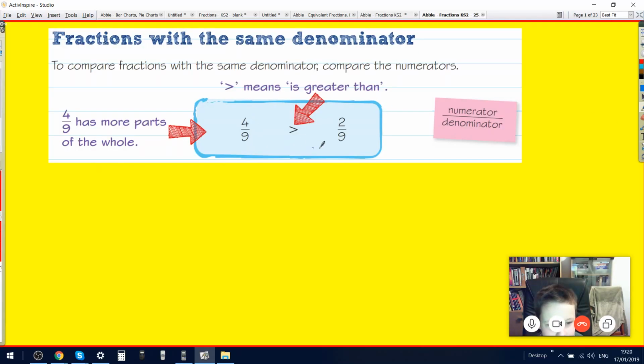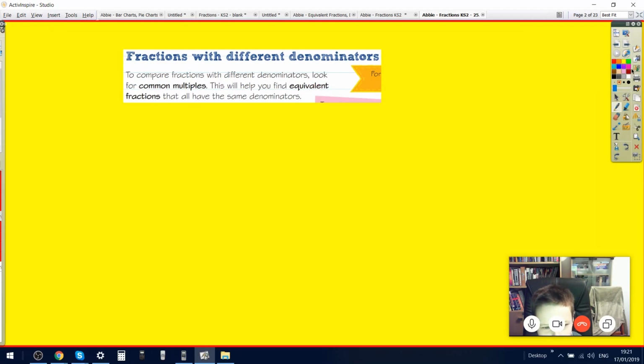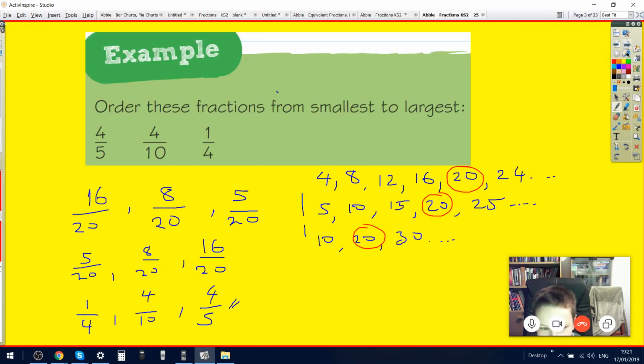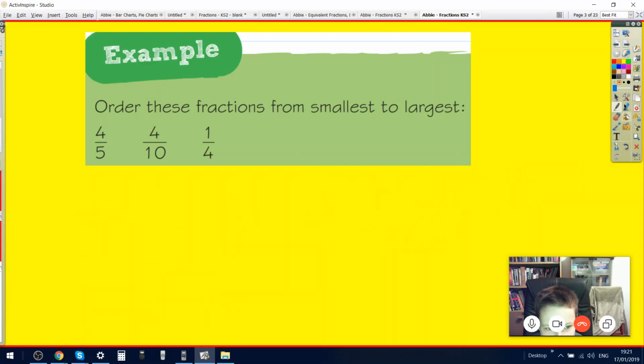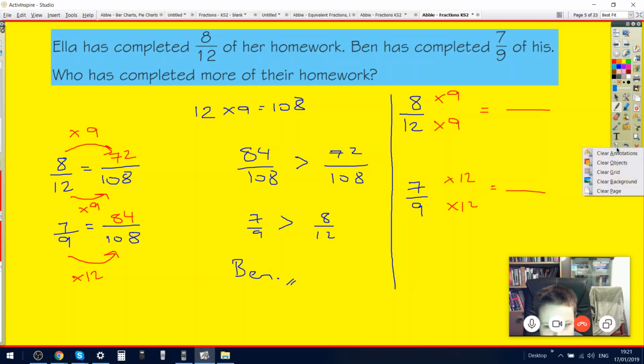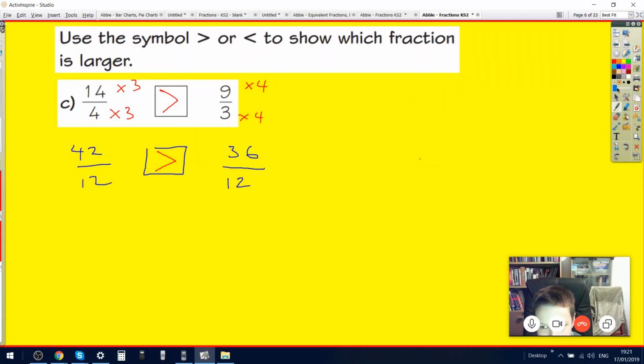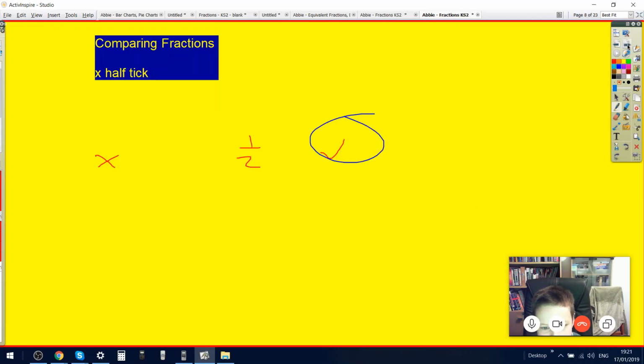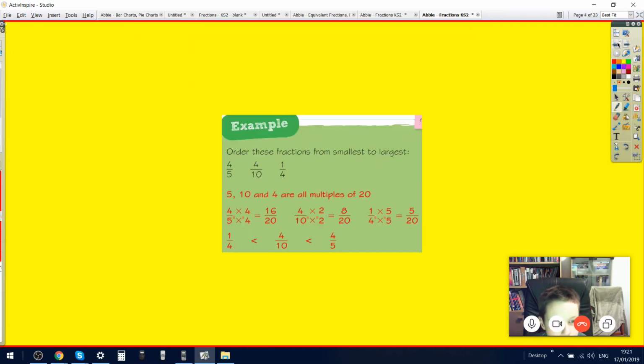Okay. And compare fractions. 4/9, 2/9. Basically, you either say it's less than or greater than. Okay. And then adding and subtracting.